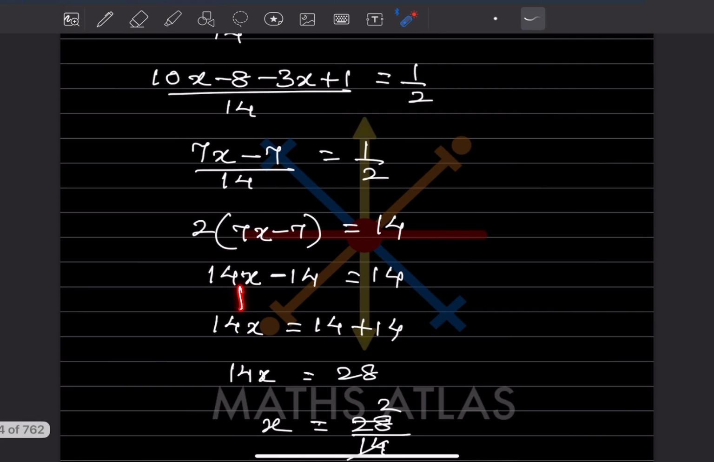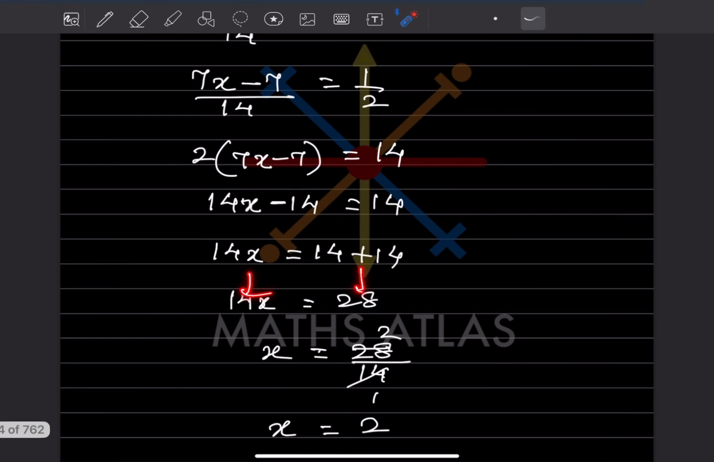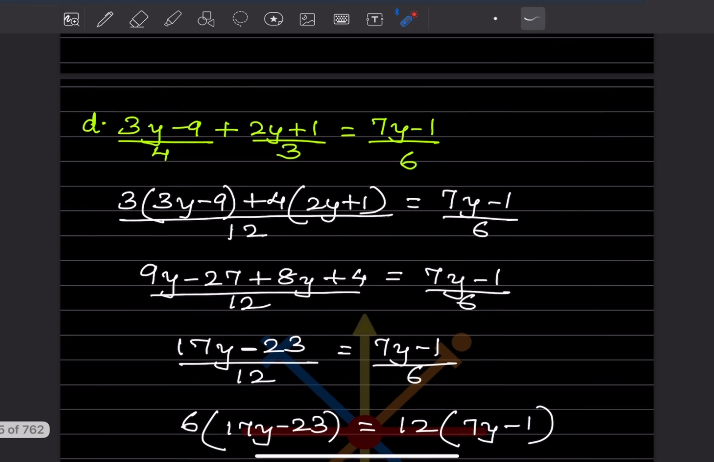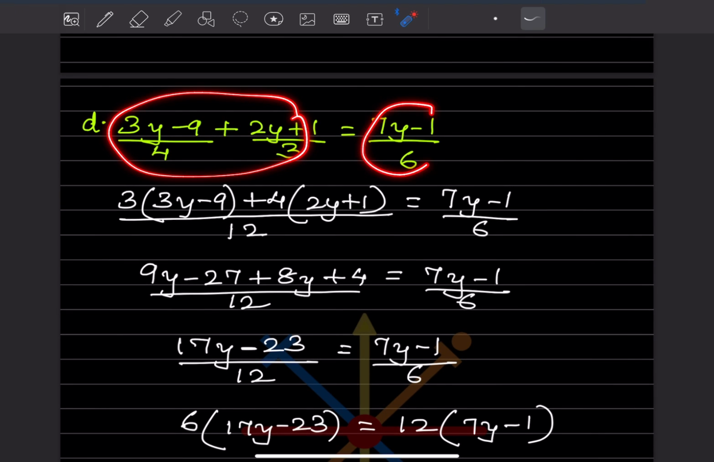So this is the same. This goes on the other side, becomes plus 14. This is going to be 28. So x will be 28 by 14, which is going to be 2. Now this is the left hand side and this is the right hand side.